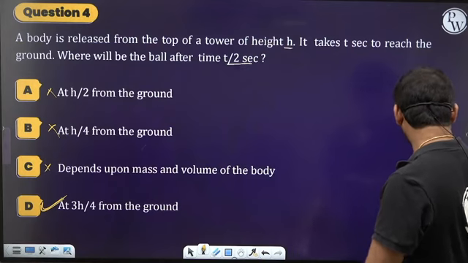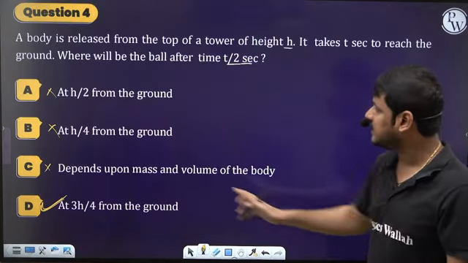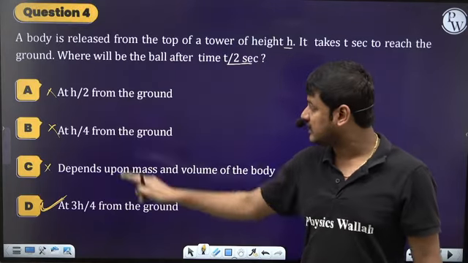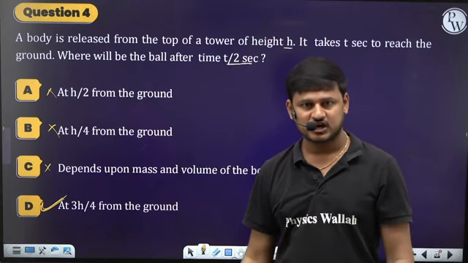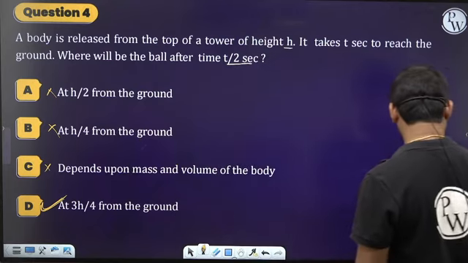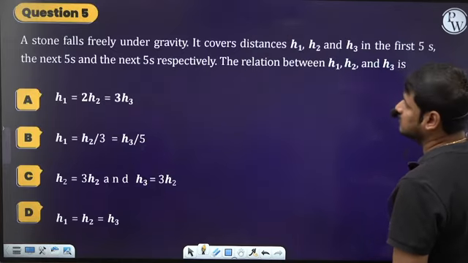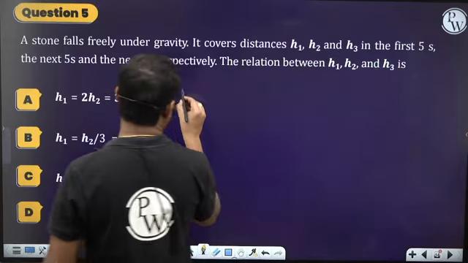Just as you got h by 4, don't blindly put h by 4 from the ground. H by 4 is not from the ground, it's from the top. Clear? Chalo. So now, let's go for the next question.